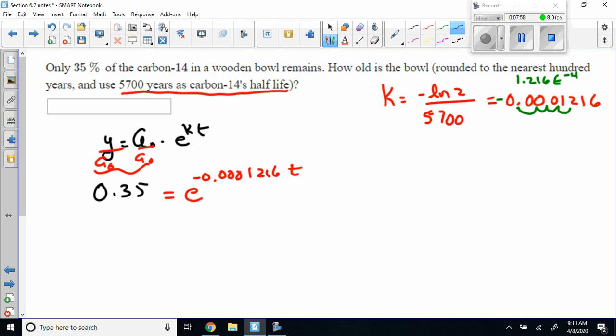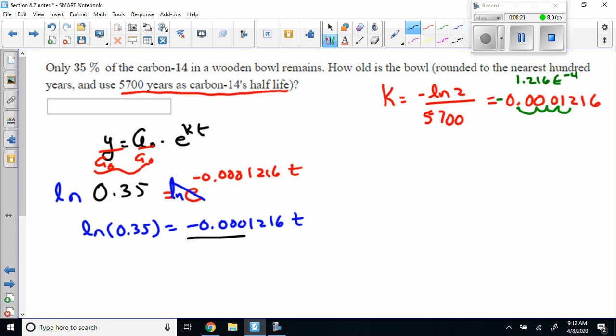Now, if you remember the previous problem, you should now know that, okay, I see a pattern. I got an e. How do I get rid of an e, which is an exponential? I've got to take the natural log, right? So what I do to one side, I've got to do to the other. So these cancel, and it leaves you natural log of 0.35 equal to negative 0.0001216 t. And then it just becomes a basic algebra problem, right? Divide both sides.